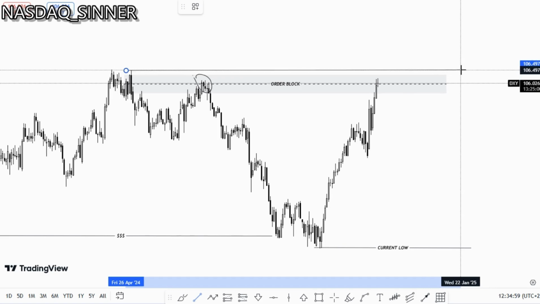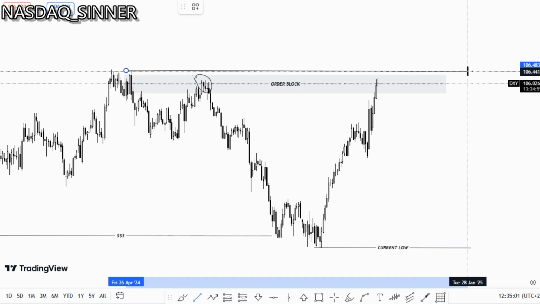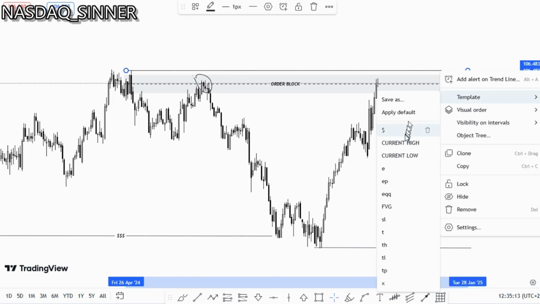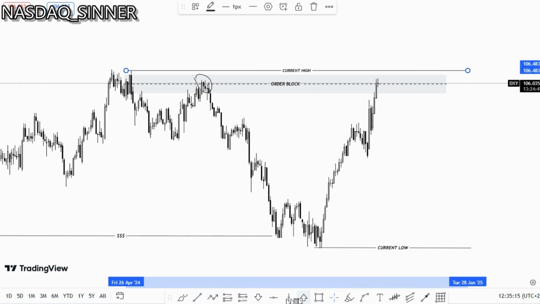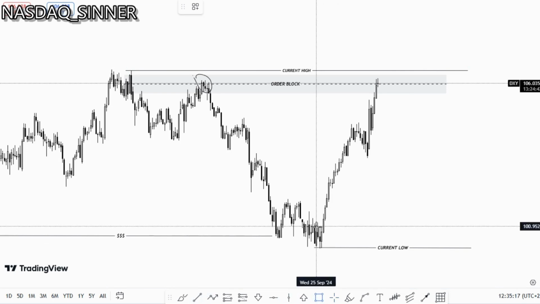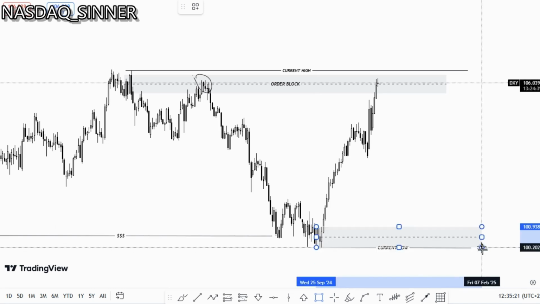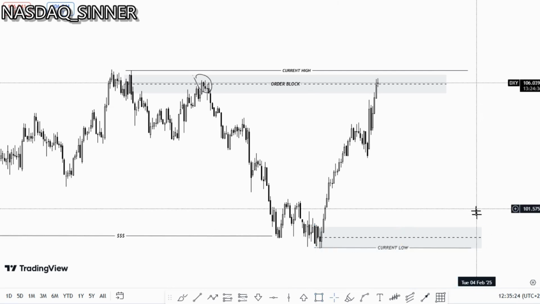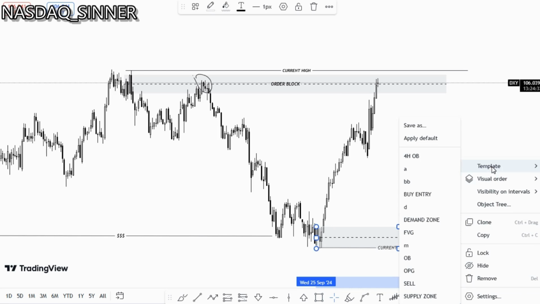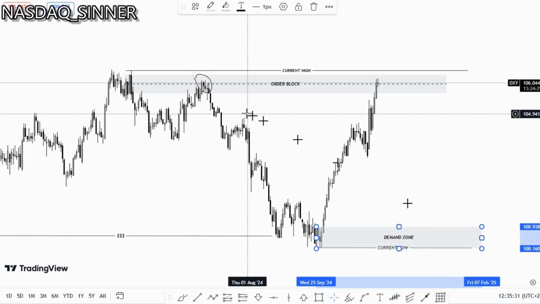So what are the possibilities of us pushing to the top side from that point over there, or pushing down to tap our demand zone or order block on the below side? One thing I'm going to do right now is template this one as my current high, and this one as my demand zone. I feel like we still have the need to go and fill that demand zone just before the dollar index pushes further to the top side, right? So this is my demand zone.